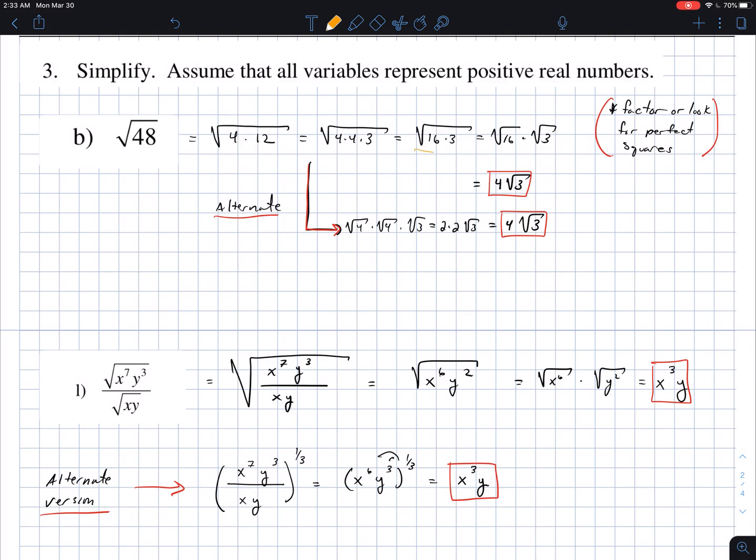I could have gone directly to 16 times 3 to get to 48. But just in case you're used to 4 times 12, I broke it into primes here so you could see it. The square root of 16 is 4, and the square root of 3 is the square root of 3. The alternative version is down here, and I just broke it all up into primes, and the square root of 4 is 2, the square root of 4 is 2, and the square root of 3 is the square root of 3, which is exactly what we have here. So 2 times 2 is 4, and these two things are the same darn thing.